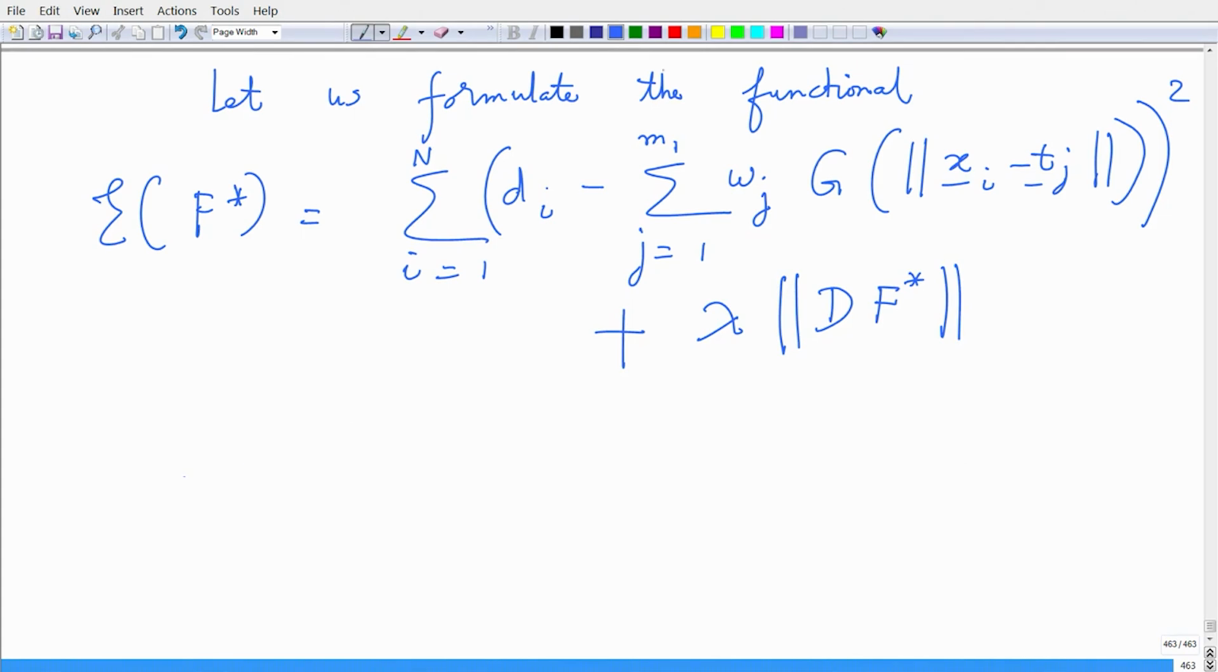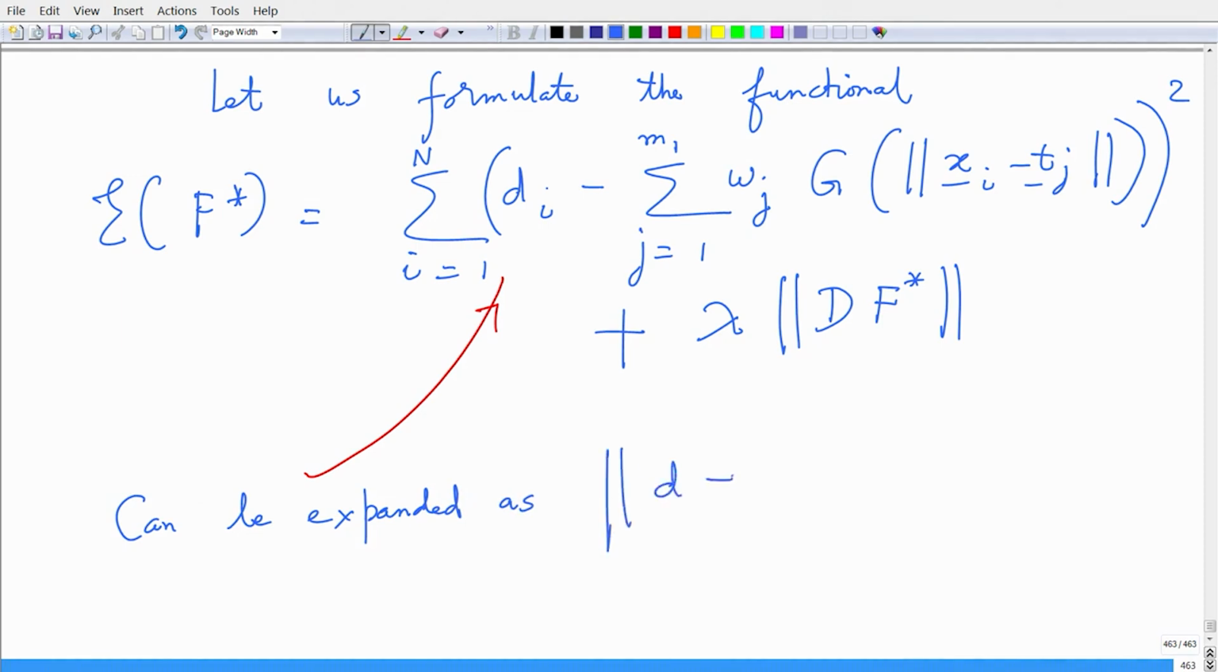Now this first term here can be expanded as a Euclidean norm of two vectors, and this can be given by d minus G times w, right. d is a vector here, w is a vector, and G is your matrix. So let me define these variables, what they are.